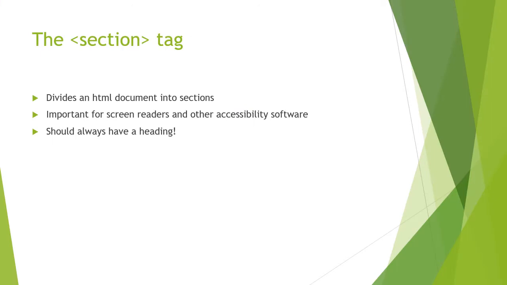Now, the first tag is the section tag. As the name says, it divides an HTML document into sections. It helps screen reader software detect when you're moving to a new section, and it also helps you organize the document internally. Most HTML gurus suggest that it should always have a heading.